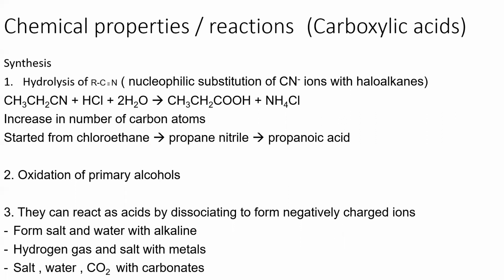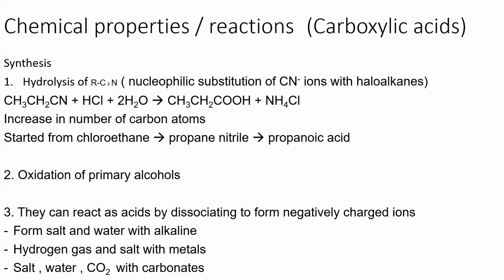So if you're going to synthesize a carboxylic acid, you see that there's an increase in one carbon atom. That's mostly because of the presence of a CN. For example, let's take chloroethane as a starting reactant, then it'll become propanenitrile because there are 3 carbons. So the 2 carbons here, with the Cl replaced with a CN, so there'll be 3 carbons, and then the CN will be hydrolyzed to form a COOH. So propanoic acid is formed in that. And also we can oxidize primary alcohols, which we just learned like 20 seconds ago.